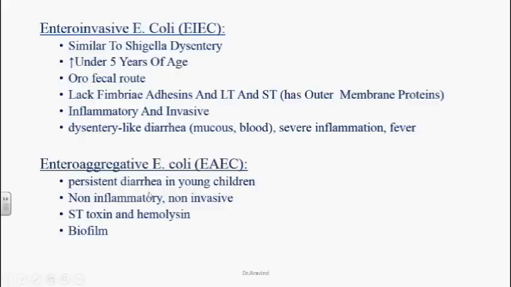And there is a last variety of E. coli, that is enteroaggregative E. coli. In enteroaggregative E. coli infections, we can see persistent diarrhea, especially in young children, and we can't see any inflammation; it is the non-inflammatory and non-invasive type. These organisms always make a biofilm, and the hypothesis is that they can produce stable toxin and hemolysin, but we don't know the exact function of these two virulence factors secreted by these organisms.